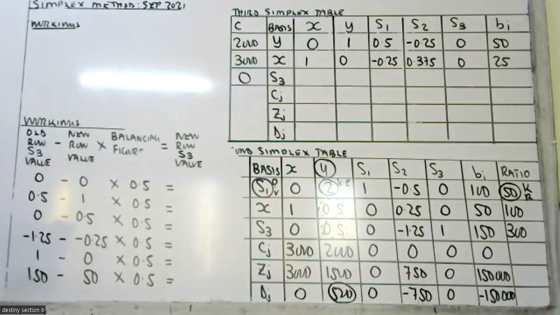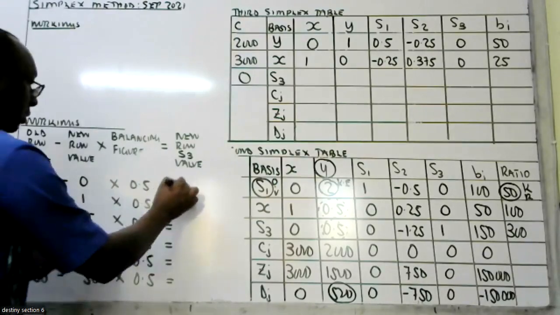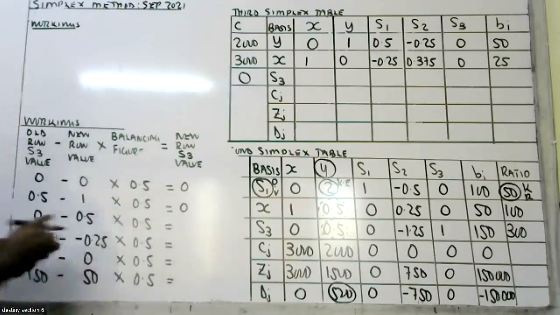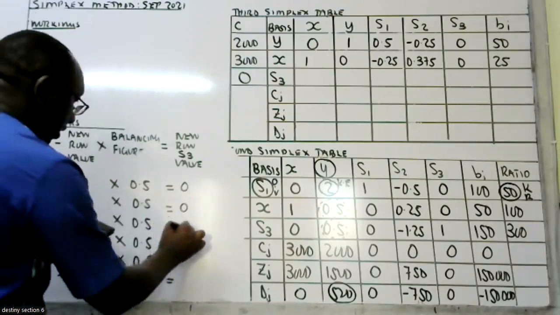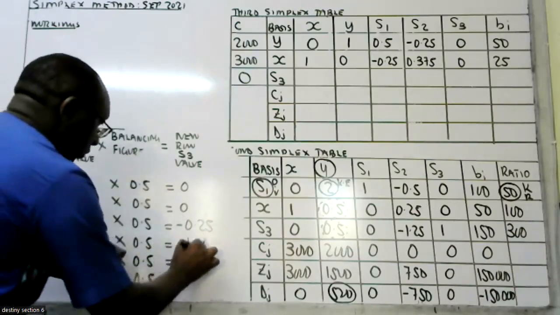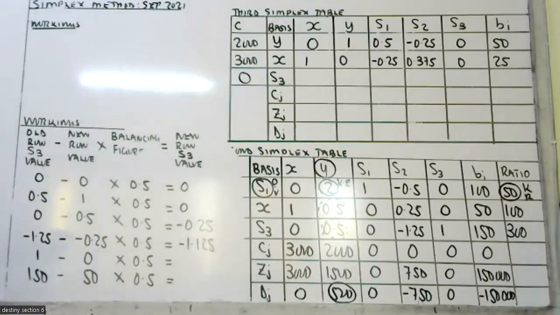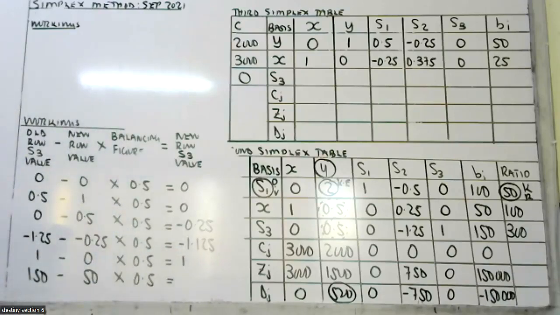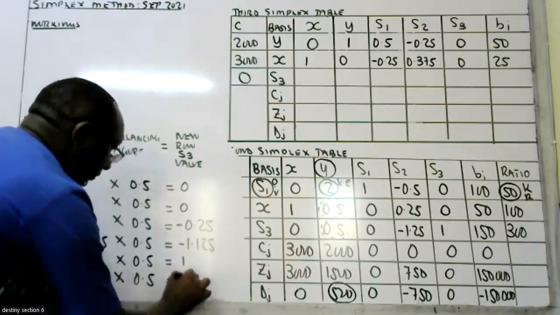So we start 0 minus 0 times 0.5 is 0. 0.5 minus 1 times 0.5 is 0. 0 minus 0.5 times 0.5 is negative 0.25. Negative 1.25 minus 0.25 times 0.5 is negative 1.125. 1 minus 0 times 0.5 is 1. 150 minus 50 times 0.5 is 125.